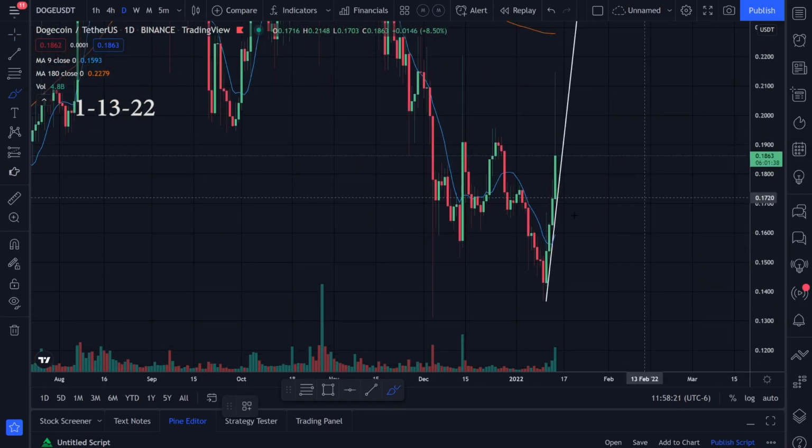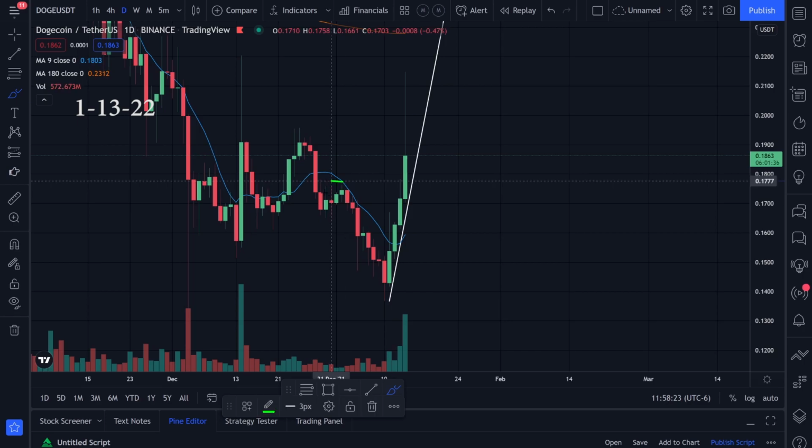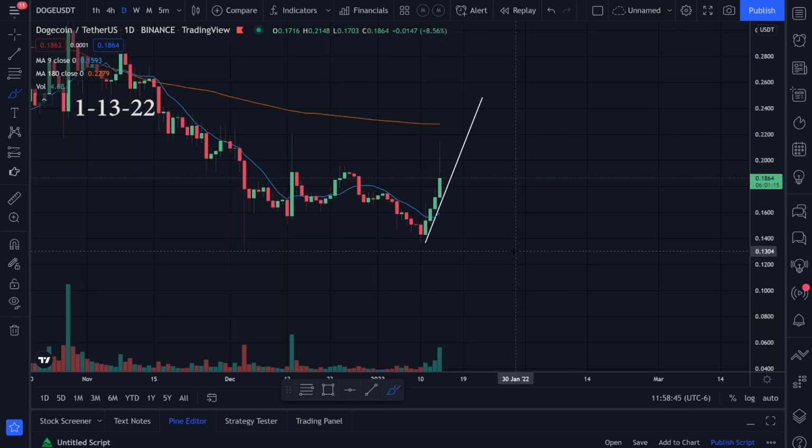We already did break this little resistance area right here. I was looking at 0.175 and we broke above that little area right there. Now the next one is 0.19. Let's see if we can do that before we have to break this trend line going to the downside. This is on the daily time frame, so it's fairly significant.